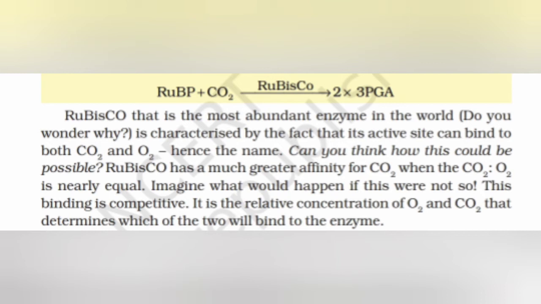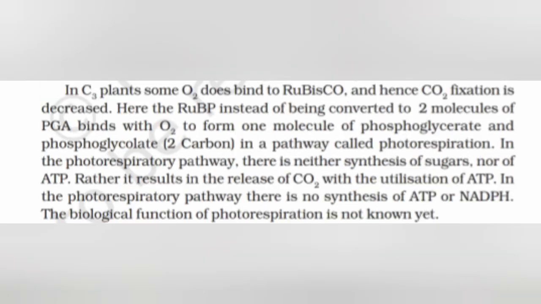Rubisco, the most abundant enzyme in the world, is characterized by the fact that its active site can bind to both carbon dioxide and oxygen. Hence the name rubisco, carboxylase and oxygenase. Rubisco has much greater affinity for CO2 when the CO2 to O2 ratio is nearly equal. Imagine what would happen if it were not so. There will be a competition between carbon dioxide and oxygen.